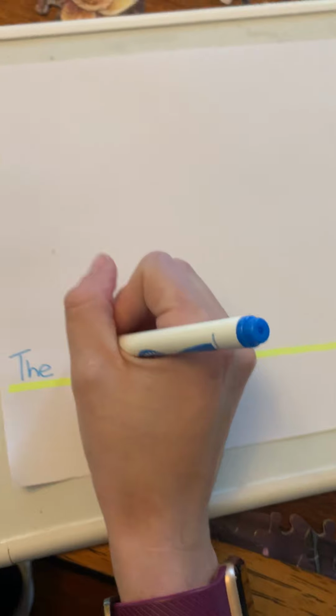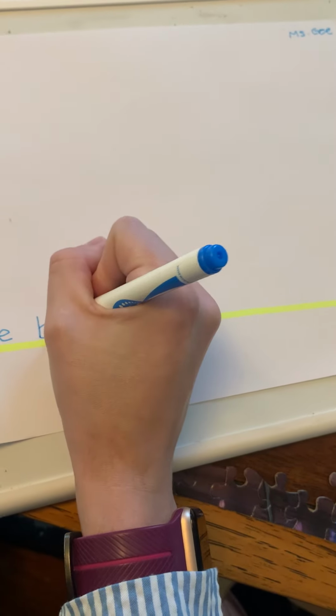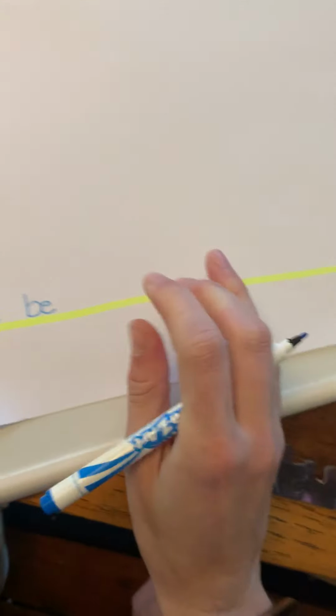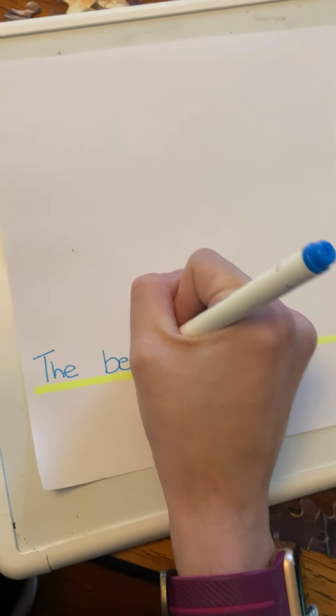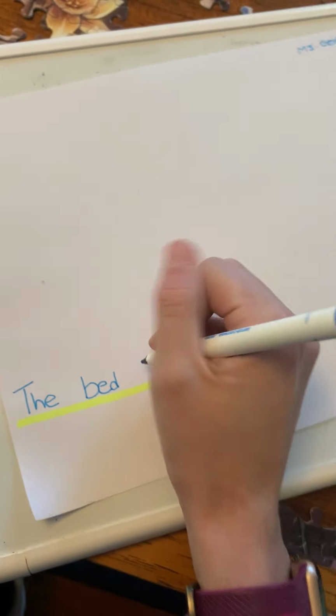That's right, it's B. Now what letter makes the middle sound, the E sound? E, that's absolutely right. And what letter makes the D sound? D, absolutely. Awesome. Oop, and I forgot to check to make sure I have finger spaces in between my words. I do, so we're good to go. The bed is, so is a sight word, so we already know how to write that.